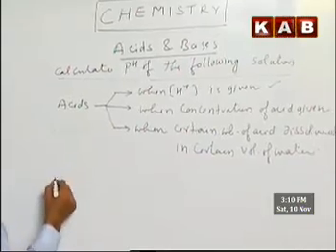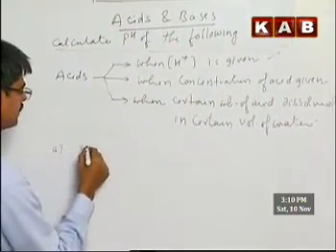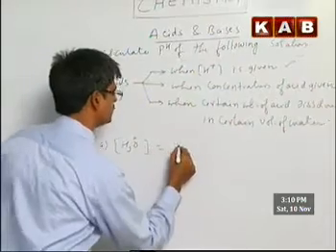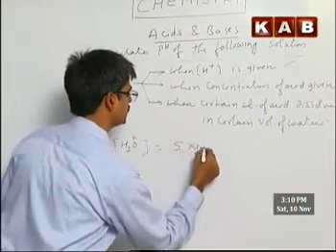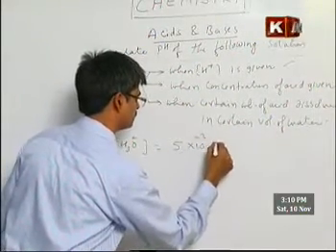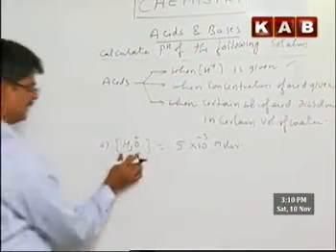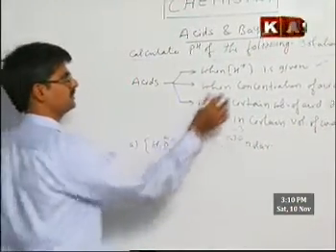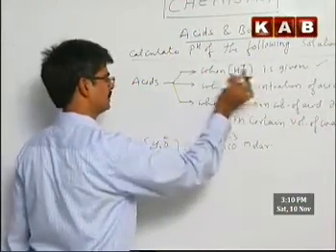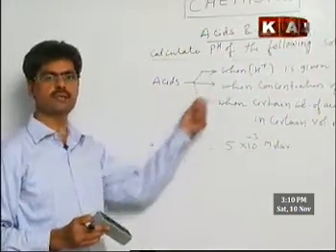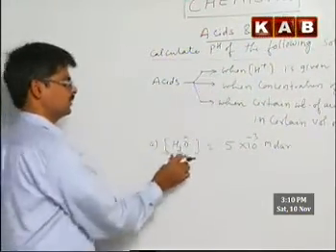So let us take first one, A. Say concentration of hydronium ion is given to us as say 5 into 10 to the power of minus 3 molar. Now for this how you are calculating? They are given directly the concentration of H3O plus, that is hydrogen ion concentration or else hydronium ion concentration, both are exactly same. So they are given as hydronium ion concentration.